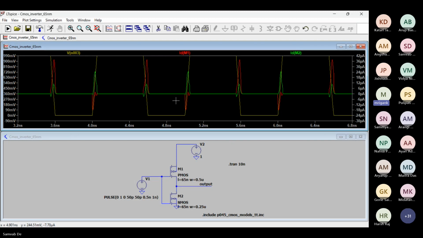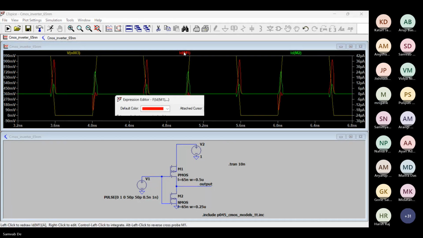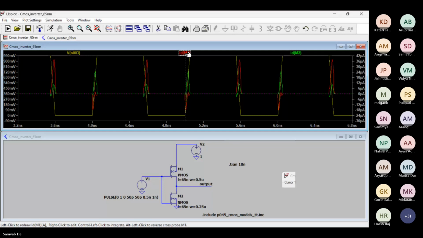But there is a small green peak along with the big red peak. And likewise, if you just click on the red waveform, yeah, we look at the red waveform. There also you can see, when the green peak is coming, there is a non-zero red current. That means the PMOS current is also visible.